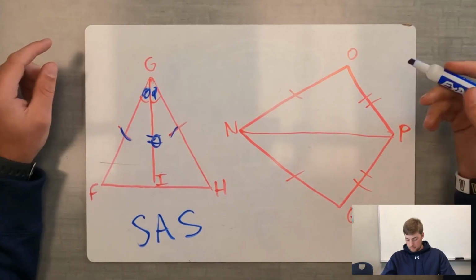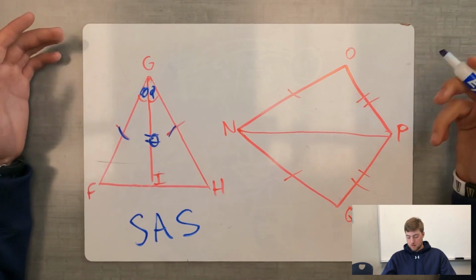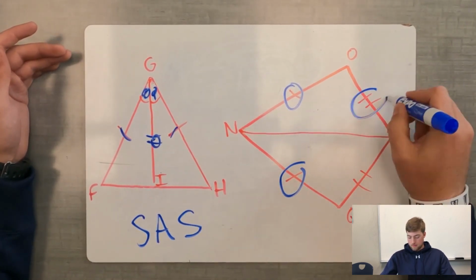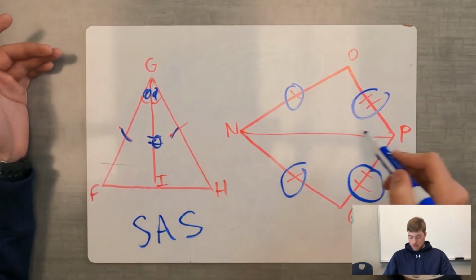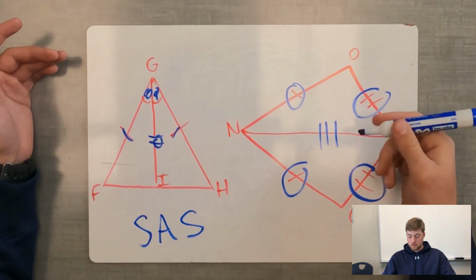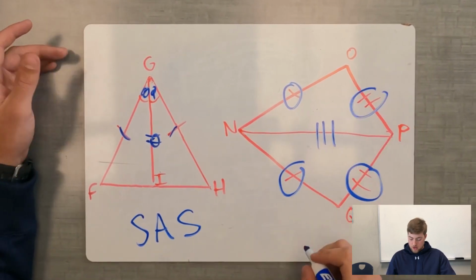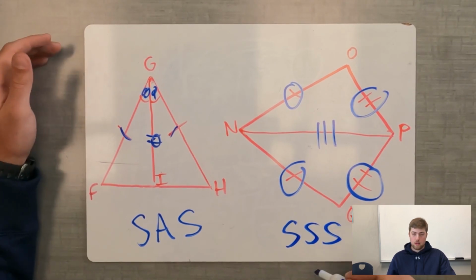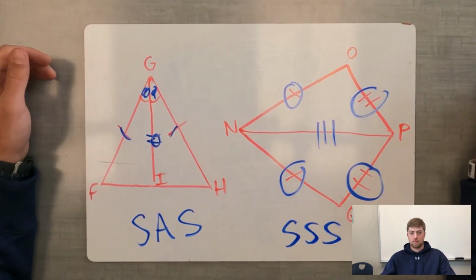Now this one is pretty similar. We can see that these two sides are congruent, these two sides are congruent, and they both share a side, so that has to be congruent for both triangles. So these two triangles are congruent because of side, side, side, or SSS.